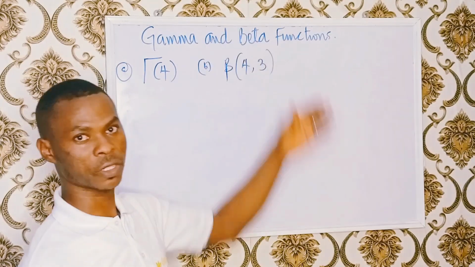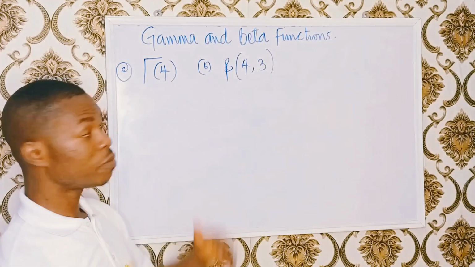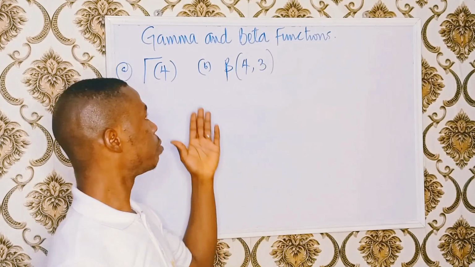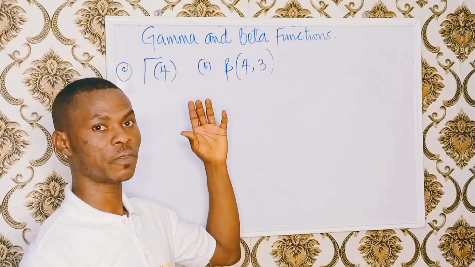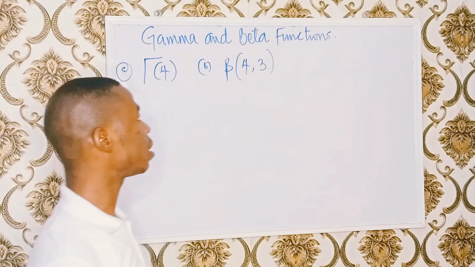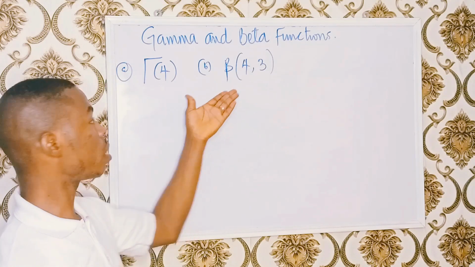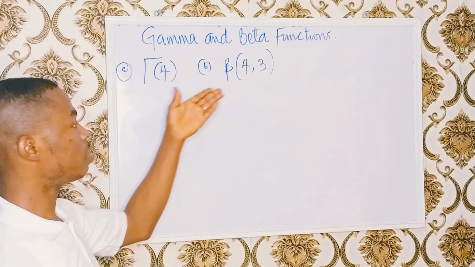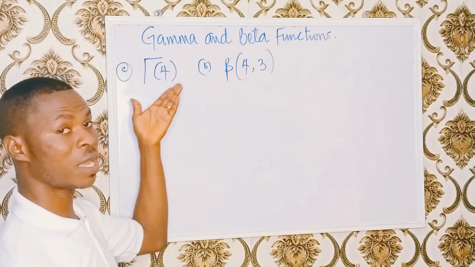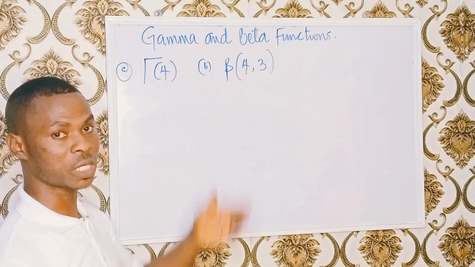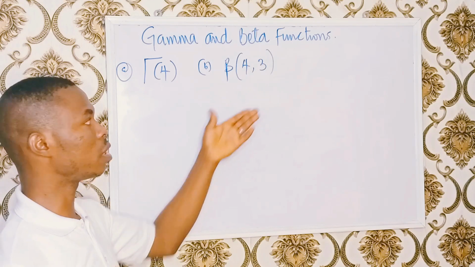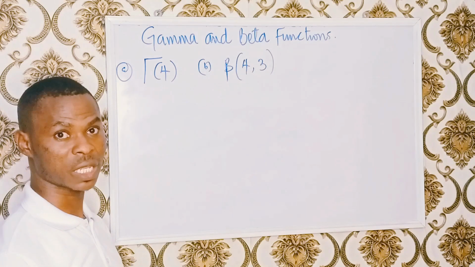Gamma and beta functions. Gamma and beta are Greek letters, just like we know. But then in further math, they have their importance. Now looking at these two questions, we have gamma 4 and beta 4,3. Now gamma has properties, and beta also has its own properties, but they are somehow connected.